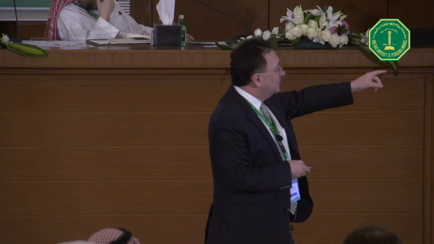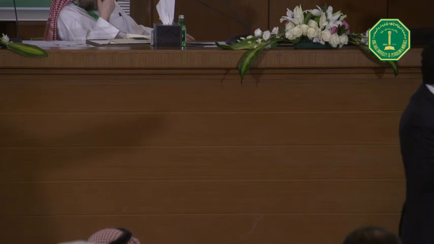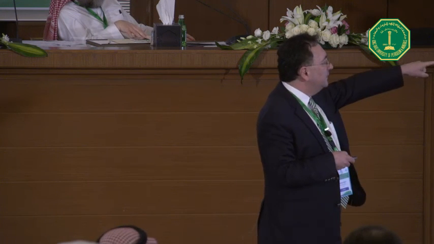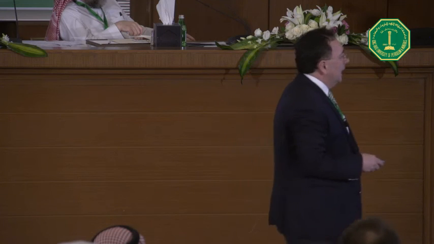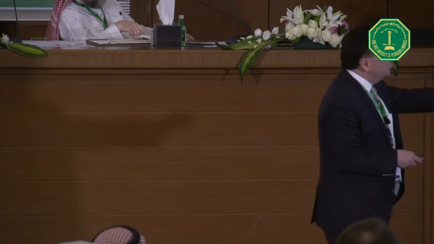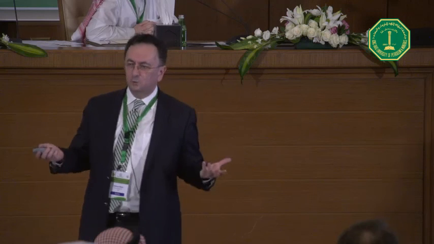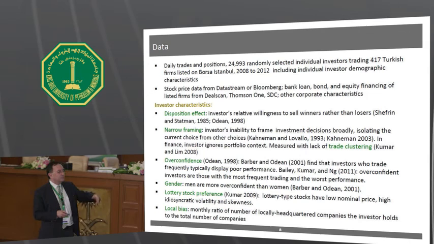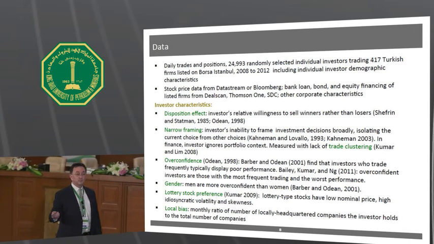For overconfidence, we are using the way Barber, Odean, Kumar and Ning's JFE paper identifies it. Overconfident investors are those with the most frequent trading and the worst performance. For lottery stock preferences, we are using the definition from Kumar 2009. Those lottery-type stocks are really penny stocks, which are exposed to high idiosyncratic volatility and idiosyncratic skewness as well.